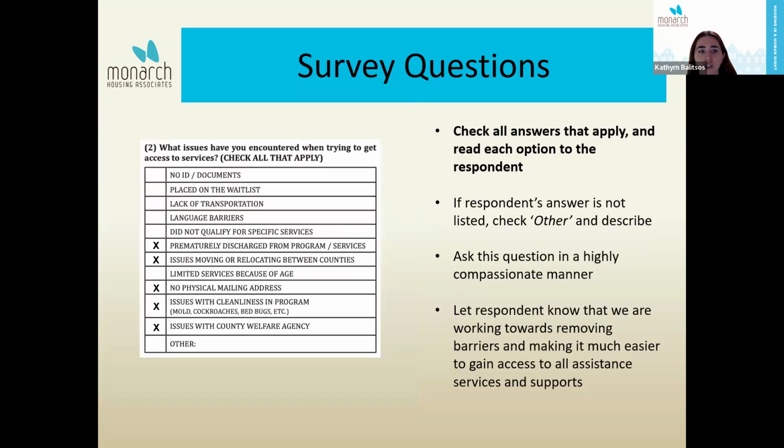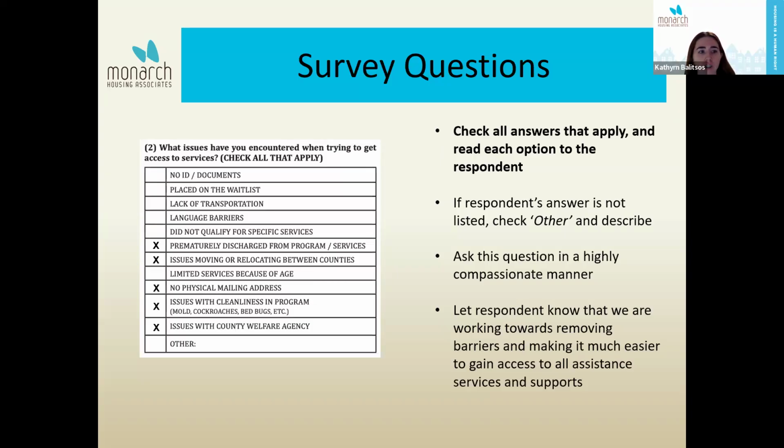Okay, then question 2, what issues have you encountered when trying to get access to services? Again, always check all that apply. So read through it with folks and then let them know that we're always working towards removing such barriers. If we know what certain barriers are, it helps us in trying to address the issues.